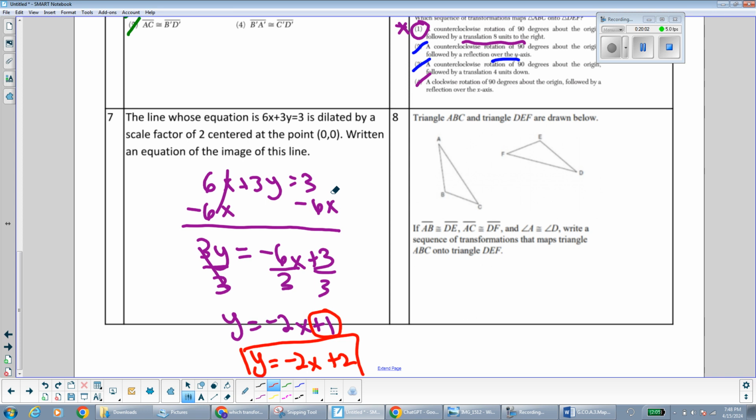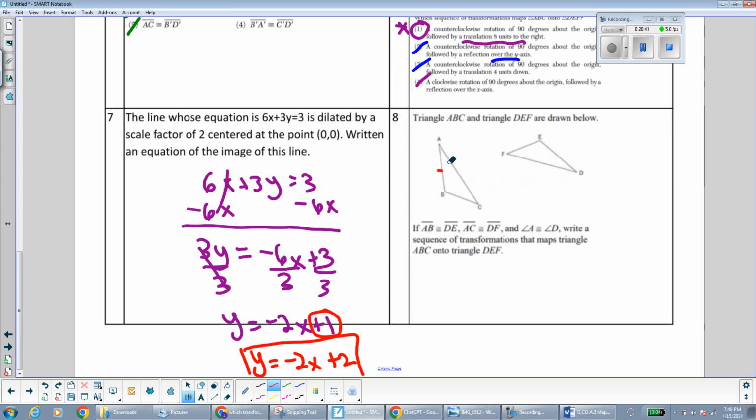The next one's a bit tricky because we need to describe the transformation as specifically as we possibly can. But the problem is that we don't have a grid. We don't have numbers, so we can't see exact measurements here. So all that we can do is use what's in the given information here to describe our transformation. And what we know is that AB is congruent to DE, so AB and DE are going to have to match up. AC is congruent to DF, so AC and DF are going to have to match up.